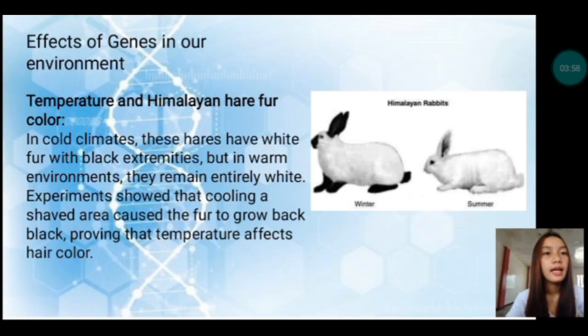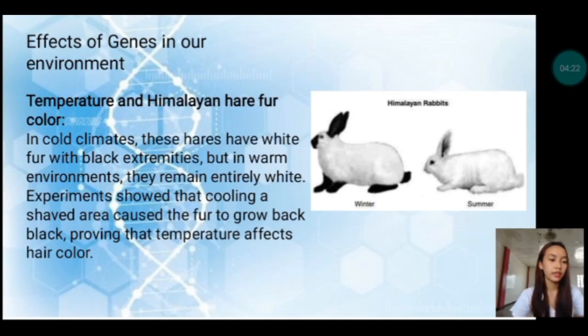temperature and Himalayan rabbit fur color. So now, this one is all about the Himalayan rabbits. It's all about the change of color based on temperature.